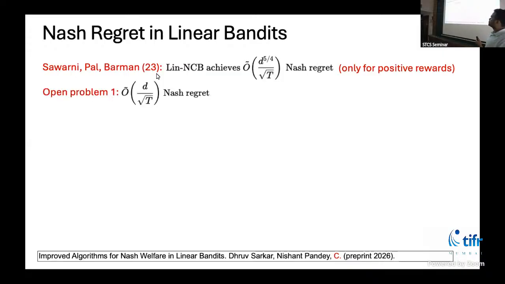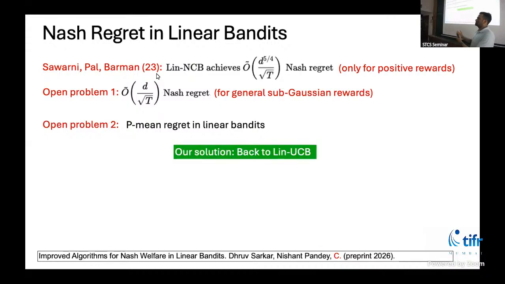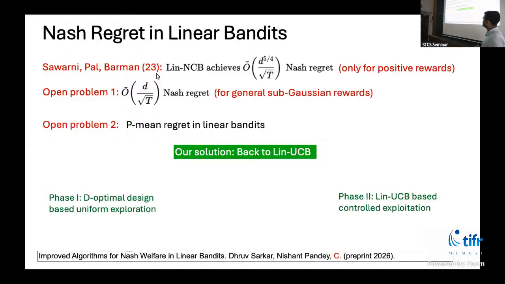And they pose this open problem: can one achieve d by square root T Nash regret? They achieve d to the 5/4, and d by square root T is the optimal lower bound. They pose this open problem also for general Gaussian rewards, and we actually solve that with the same idea. Instead of doing Nash UCB, just do UCB for the linear bandit problem. Same idea works out, a bit surprisingly here also.